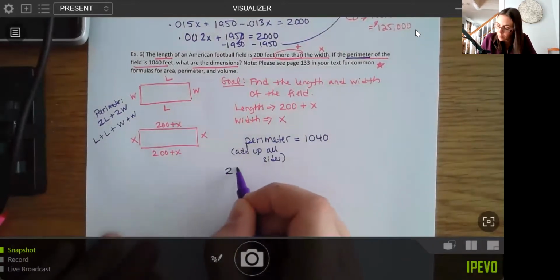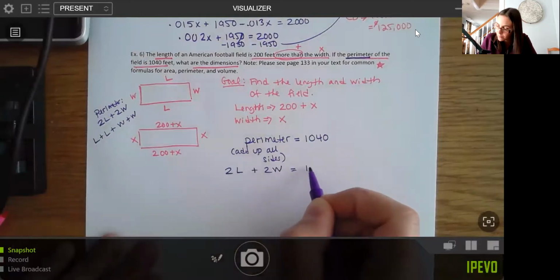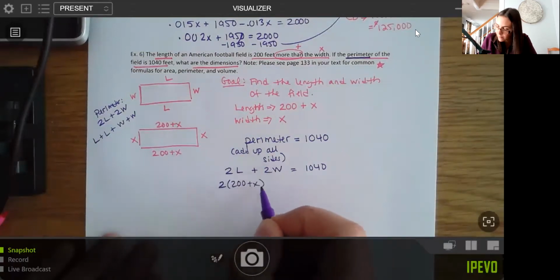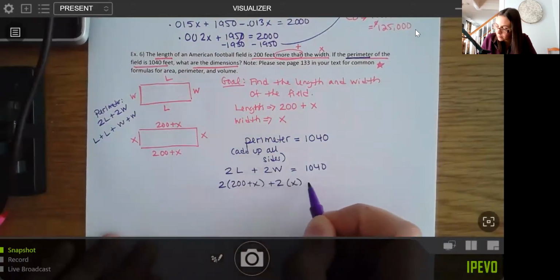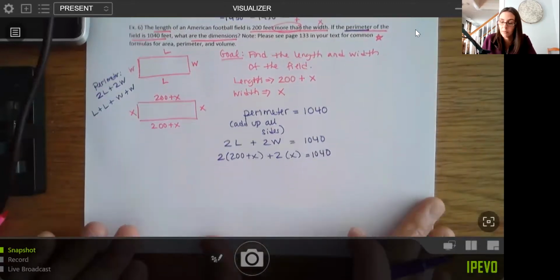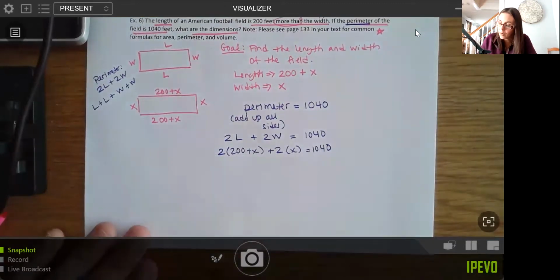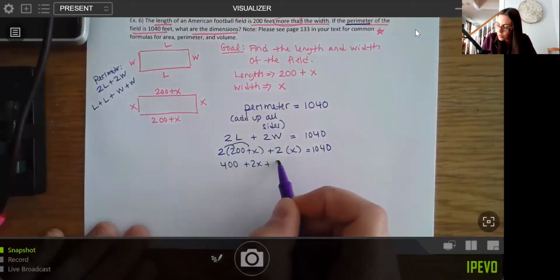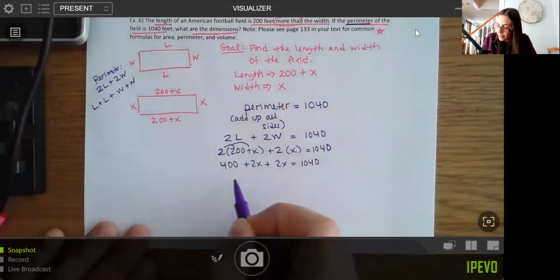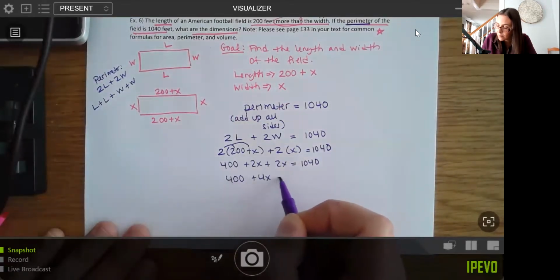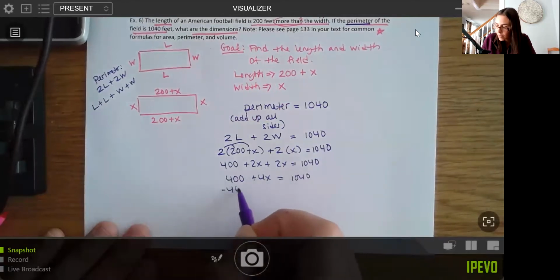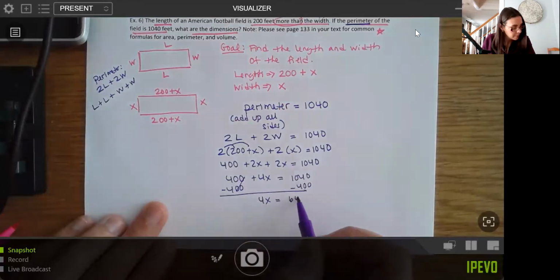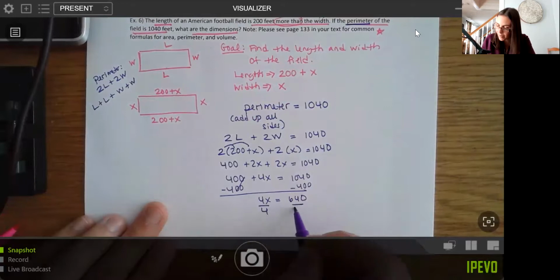So it's twice the length plus twice the width. My length here is that 200 plus x, and my width is just x. Or again, you can just leave it as w if you want to, instead of using x's. Now I can go ahead and solve. I'm going to go ahead and distribute here. 400 plus 2x plus another 2x. I'm going to combine my x's. I'm going to subtract 400 from both sides. And then I'm going to divide both sides by 4.